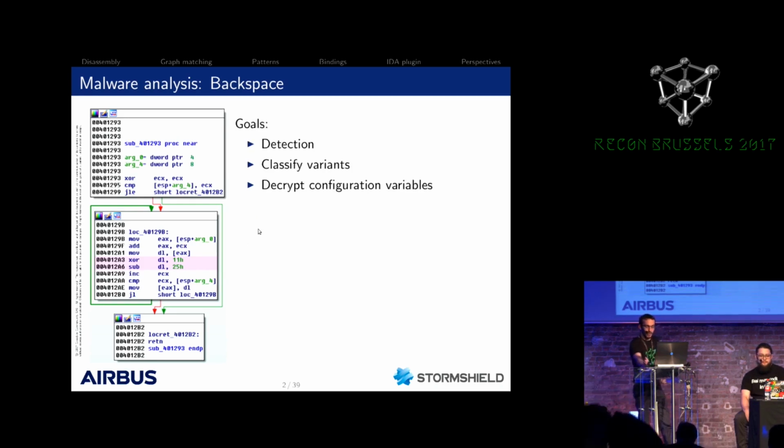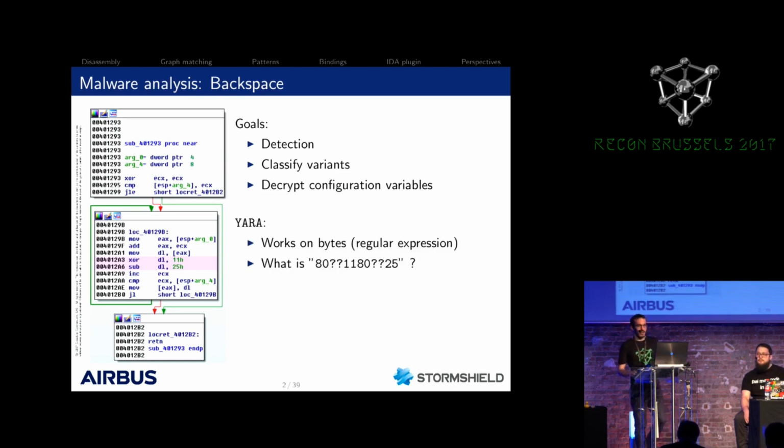With this kind of family, what we want to do is first to do detection, so to detect the malwares, then to classify the variants based on the decryption algorithm that is used, and then to be able to decrypt the configuration variables since we know which algorithm is being used. One thing you can use to do that is to use YARA.